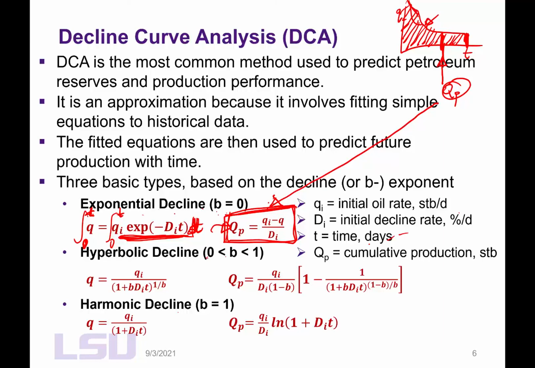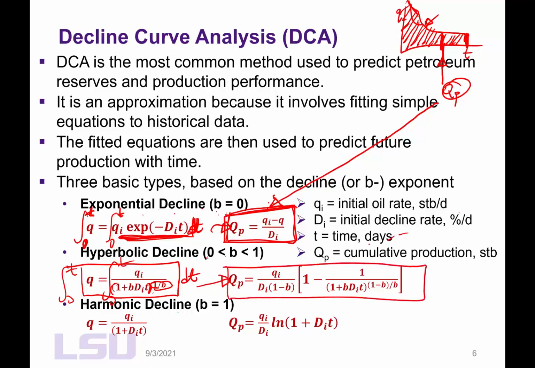What if it is hyperbolic? Well, this is the equation you will need to program. Keep in mind, here you are raising what is in this parenthesis to the power 1 over b. And we will be doing this calculation in the lab session. If you integrate this equation between 0 and t with respect to time, this is what you get. And that's your cumulative production for the hyperbolic decline.